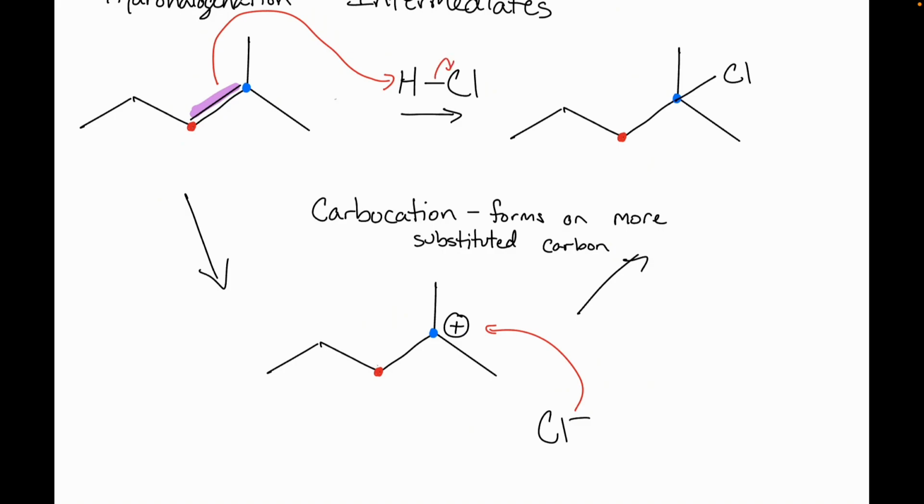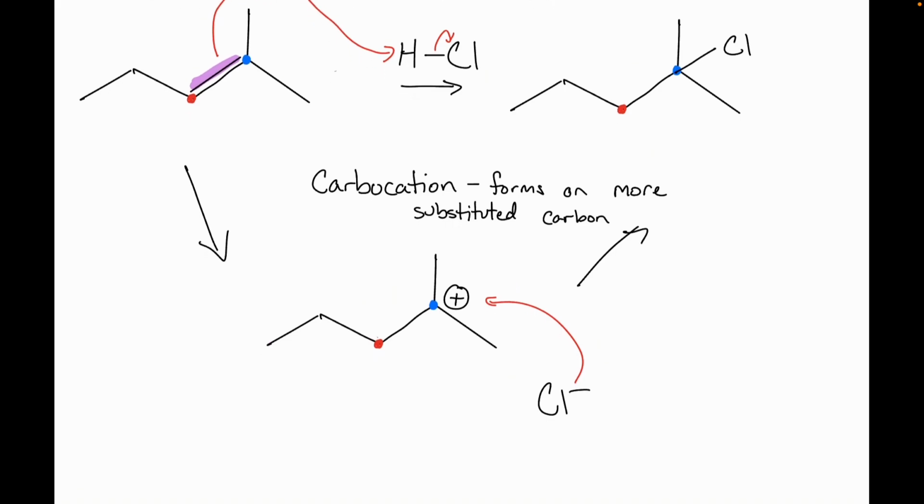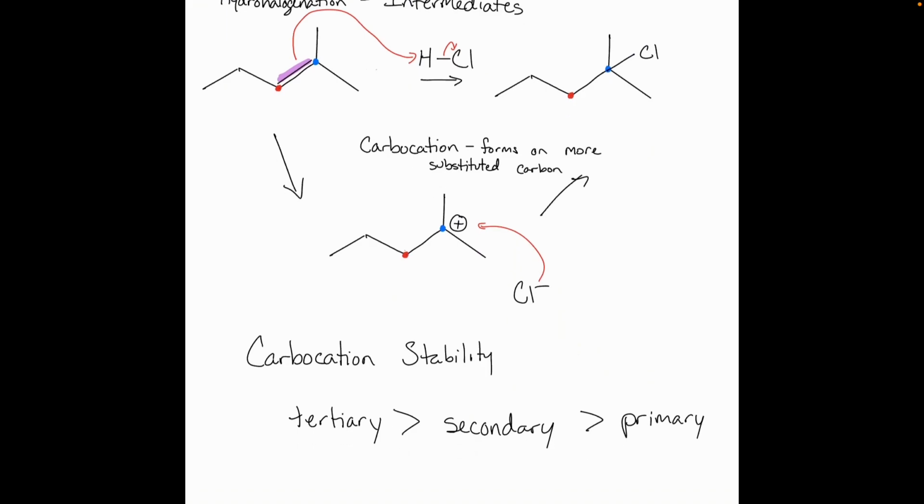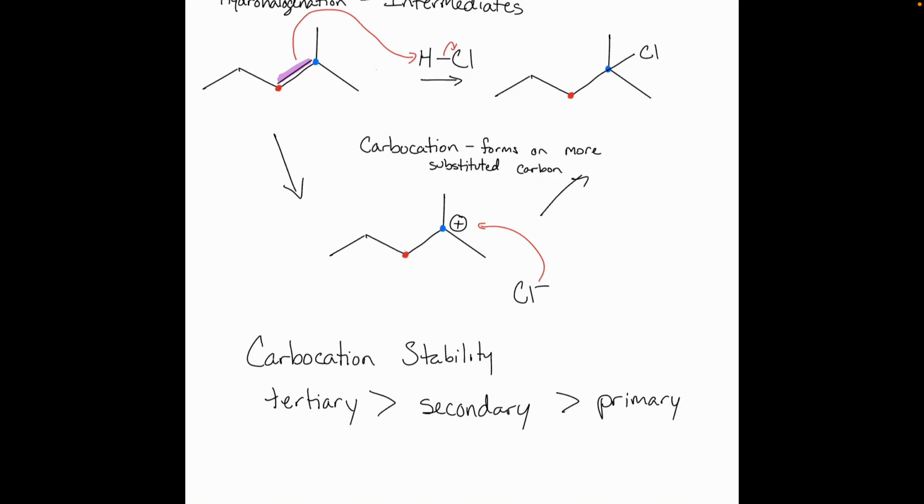All right, and so these arrows are what we call the mechanism. And again, we're not going to focus too much on the mechanism here. The important part is that you can draw me the intermediate of this reaction here, that carbocation intermediate, where our carbocation forms on the more highly substituted carbon. The reason for this is very similar to what we talked about with radicals. Carbocation stability. Remember, we said that tertiary radicals were more stable than secondary radicals, were more stable than primary radicals. And the same is true for carbocations, right? So again, the carbocation is always going to form on the more substituted carbon, because the more substituted carbon has the more stable carbocation.